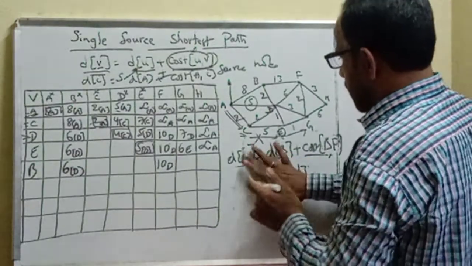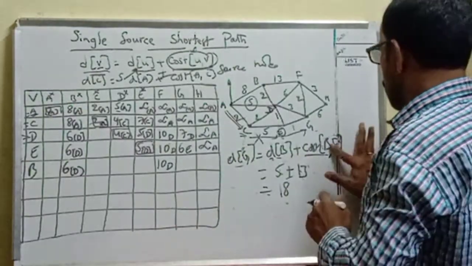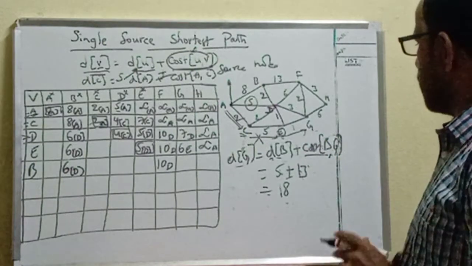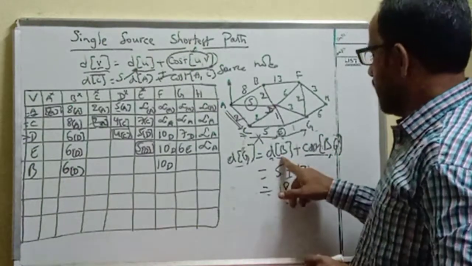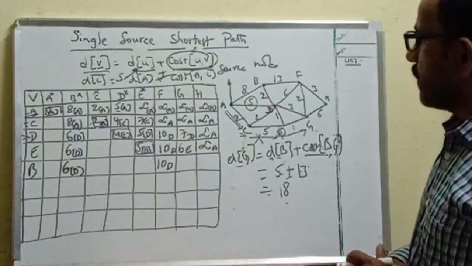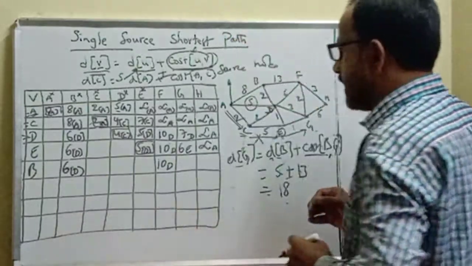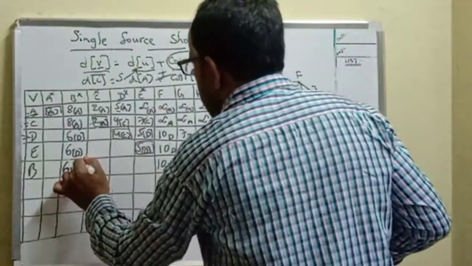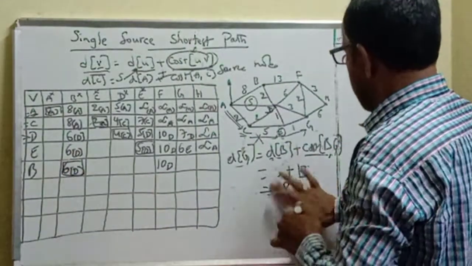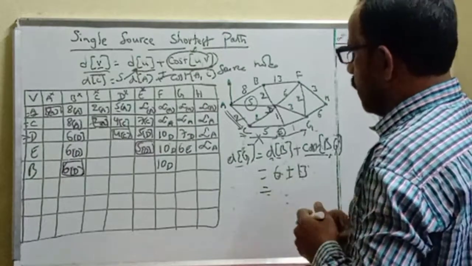Then next one is Z. What is D of Z now? Just simply replace the second node number in the cost with Z. So what is distance of B? Distance of B is 6 units. I forgot, I am substituting the previous value. Anyway, there is not much difference. 6 plus 13 is 19. Anyway, we are not going to consider it.